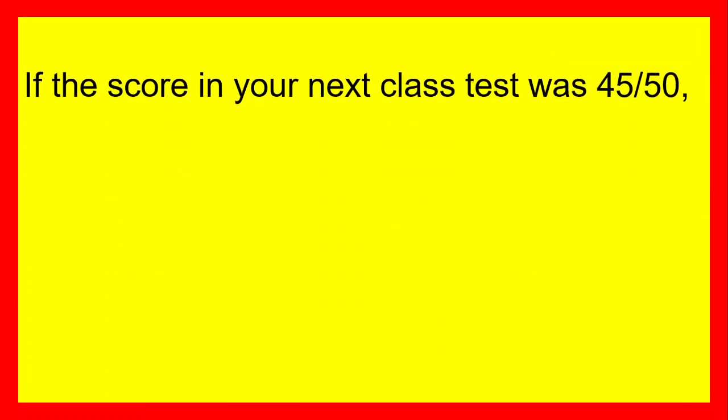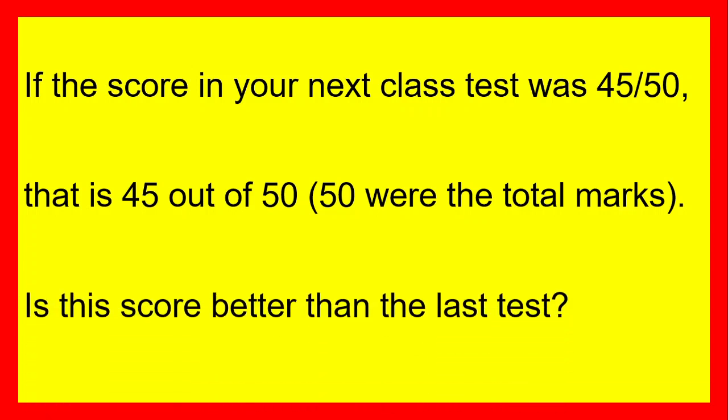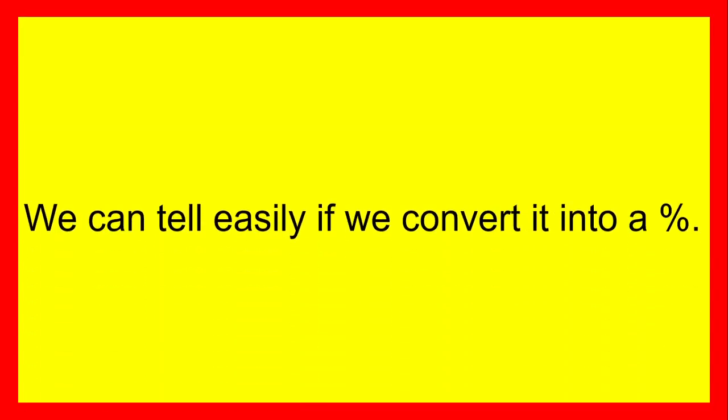If the score in your second class test was 45 divided by 50, written like this: 45 divided by 50, that is 45 out of 50. 50 were the total marks. Is this score better than the last test? 45 out of 50? We can tell this easily. We can answer this question if we convert it into a percent.